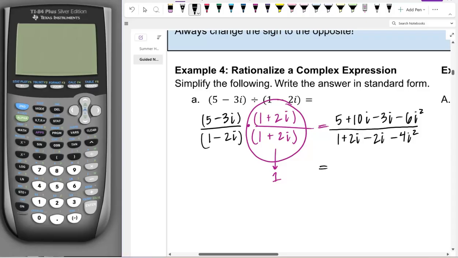All right, let's simplify the top first. We have the real number 5. We have the imaginary numbers 10i and negative 3i. Those together make positive 7i. Then we have minus 6, and we're going to substitute in negative 1 wherever we see i squared.